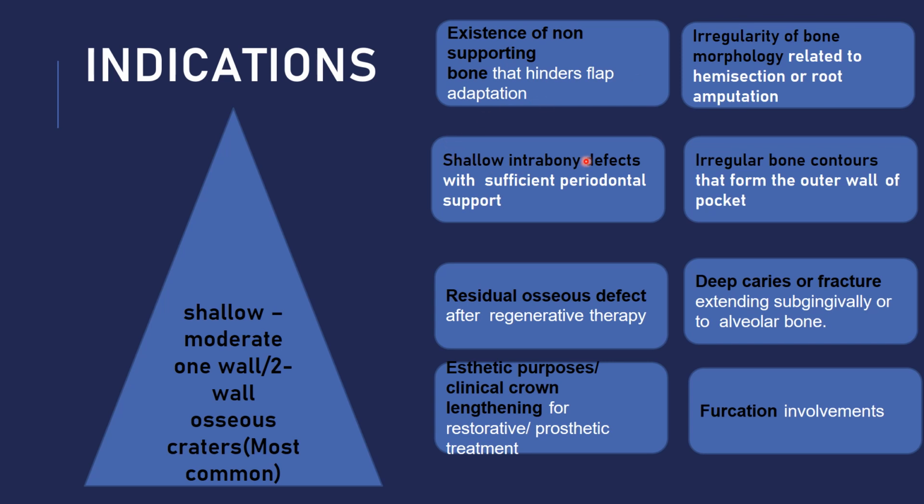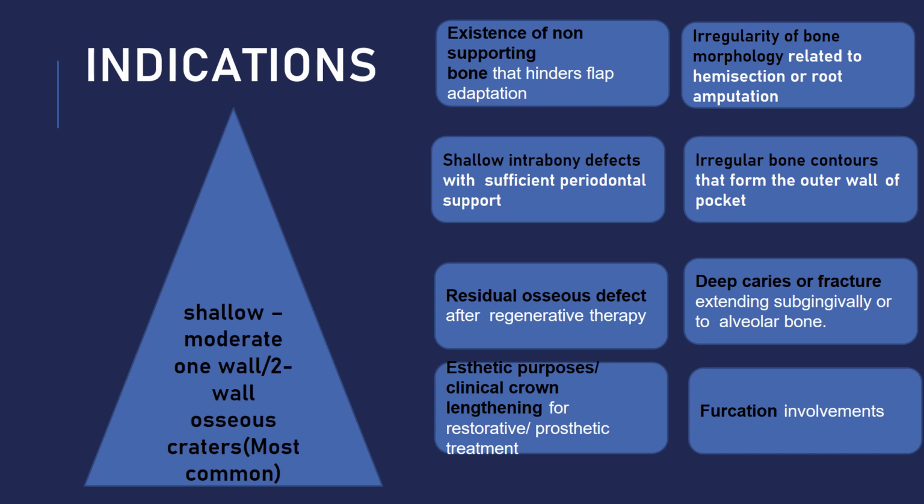Then shallow intrabony defects, as we said before, with sufficient periodontal support; with these you can go for osseous surgery. And irregular bony condyles, if they form the outer wall of the pocket, can be removed. Then the residual osseous defect, especially after regenerative therapy: after bone grafting in three-wall defects, if some amount of residual osseous defect is there, it can be removed by this osseous surgery.